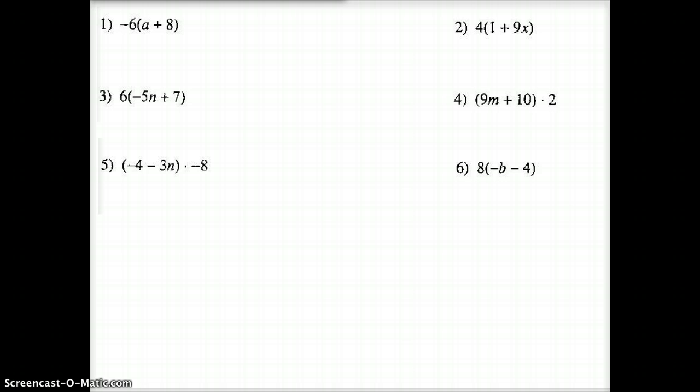For homework tonight, complete the following 6 problems. Make sure to distribute completely and watch your signs. We will go over these first thing tomorrow.